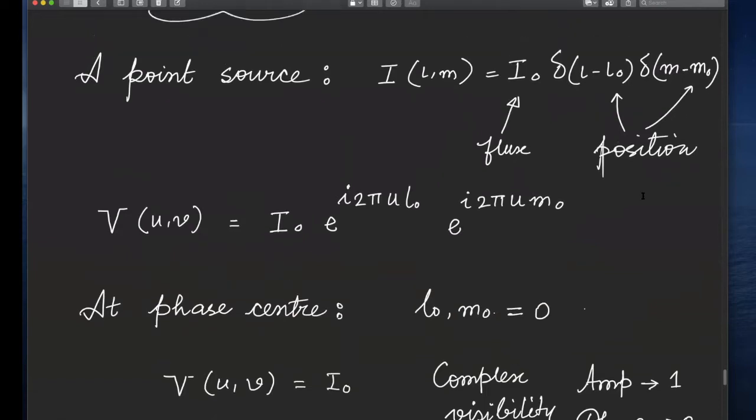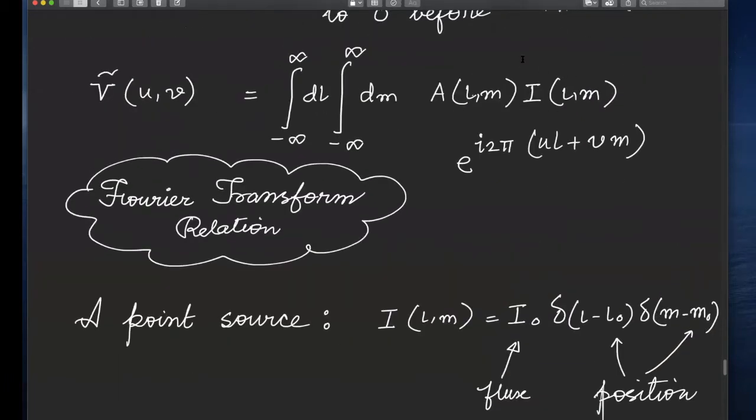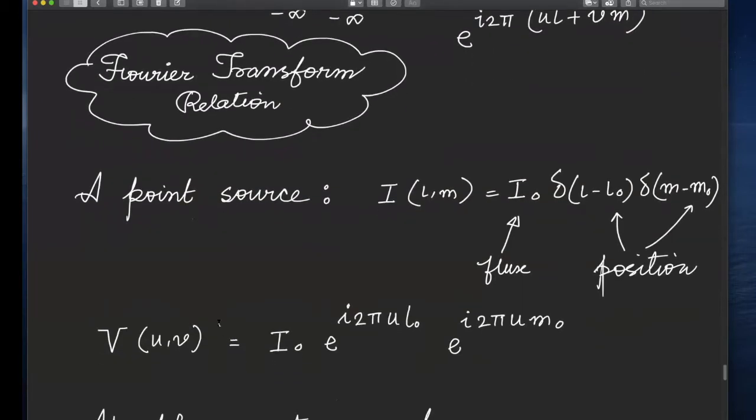If I now put this back into my expression for the visibilities here, remember we are assuming all the gains are 1, etc., and the Fourier transform relation is valid. So if I put this back over there, you will see you get a visibility which has an amplitude same as the flux of the source. The amplitude doesn't depend on which baseline you are on. So this is a function of u and v, but the amplitude doesn't depend on u and v. But you have phases which depend on u and v linearly, with the slope being l0 and m0 in the two directions.